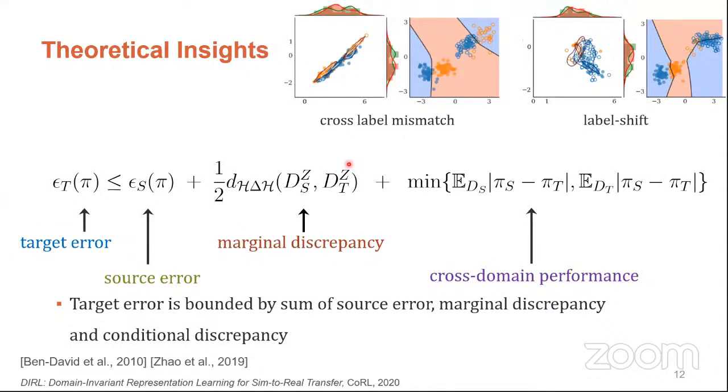More appropriately, this best model error term can in turn be formulated as the cross-domain performance error of the optimal policies, which is represented here by the cross-overlapping area between the class categories in the shared feature space. And this area would be non-zero for cross-label mismatch or the label shift examples that we presented, which in turn are representing the conditional discrepancy between these distributions. So the target error is therefore bounded by the marginal and the conditional discrepancy across domains that DIRL seeks to optimize.